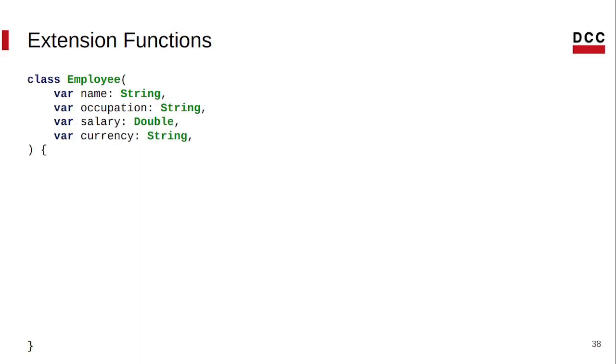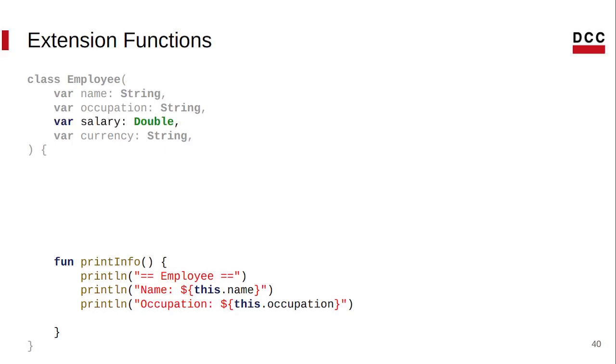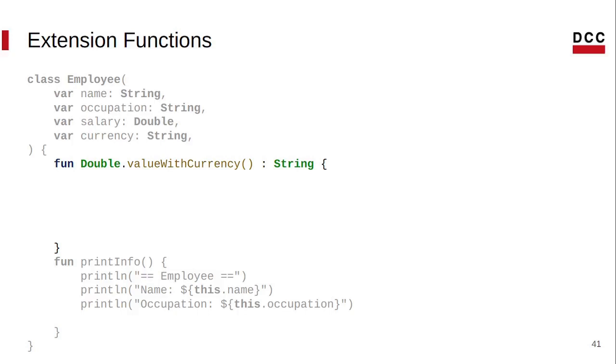Let's return to our employee class. How can we print the salary with the correct currency symbol using an extension function? A salary is represented by a double type, which is a primitive data type in Kotlin, so we can define extension functions for it. The extension syntax consists of a function declaration that starts with the name of the type being extended followed by a dot, and the function name with the parameters, if they exist, the type of return, and finally the function body.